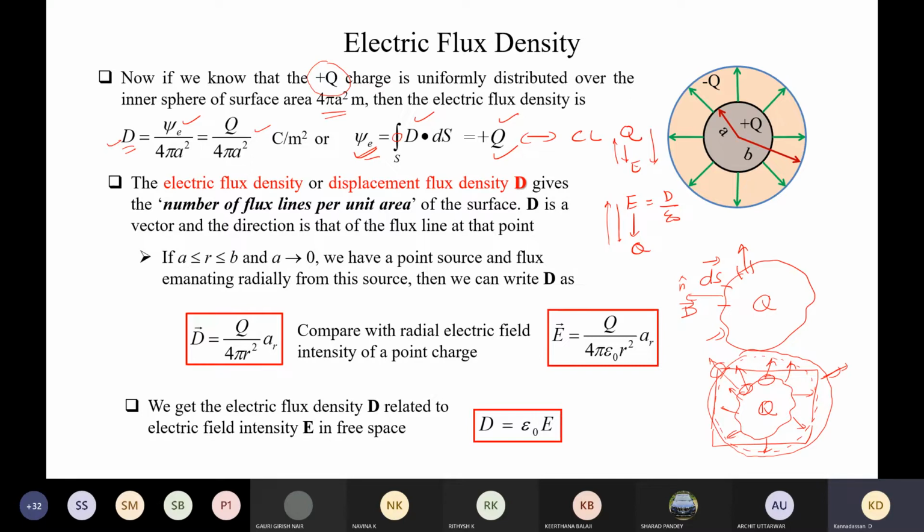So whichever method you feel is convenient, depending on the application that you see, you can utilize that concept. So this is the simple way we can utilize this electric flux density method. And that is what we are going to study as Gauss law.